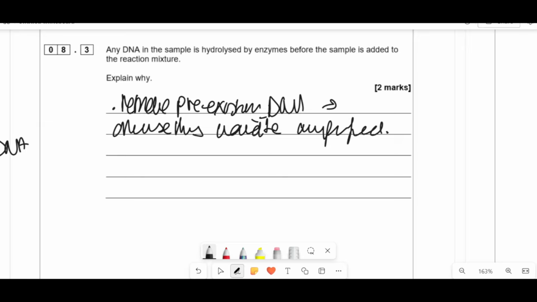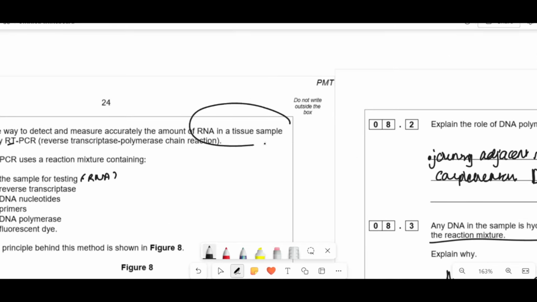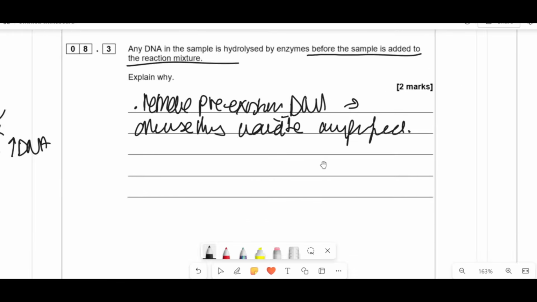Many people were just saying it's to make the DNA single-stranded and all kinds of garbage like that, or just said, whatever, it was just done, but didn't explain why. Only 3% of people got both marks, and 80% of people got nothing. It's telling you in the question before you've added it to the mixture. The question's told you that we have an RNA tissue sample. Before we've even added it, they've added something that's destroying DNA or hydrolyzing it. The only reason is to get rid of that pre-existing DNA.